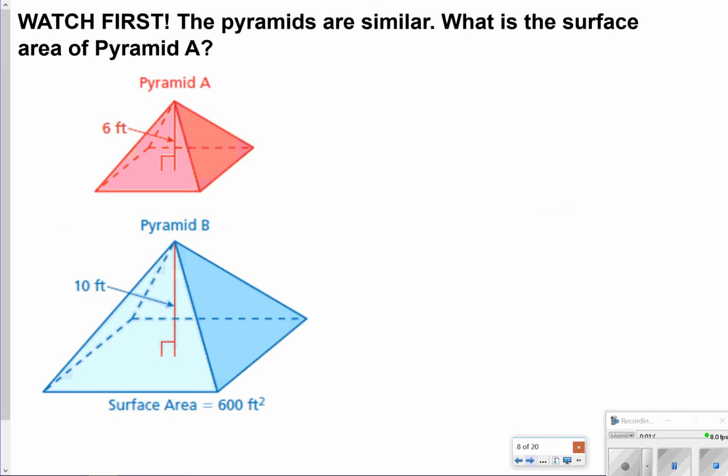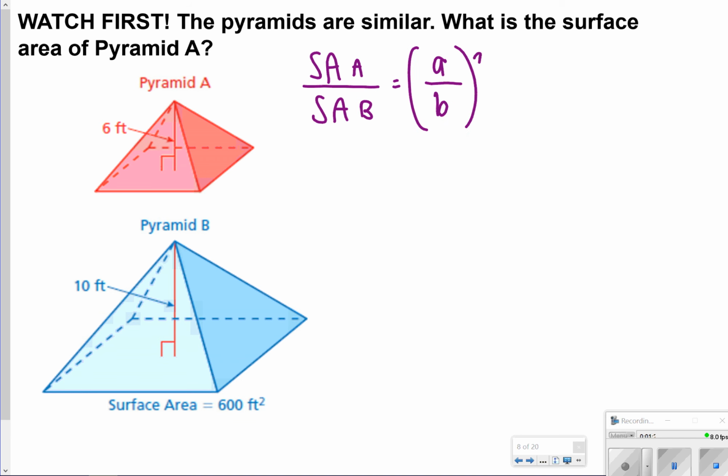So this first one I'm going to show you how it is done. It says the pyramids are similar. What's the surface area of pyramid A? We don't know pyramid A yet, but we do know pyramid B. Remember that's the surface area of A over the surface area of B is equal to side A over side B squared. Since we don't know the surface area of A, I'm going to write an X where A goes. But we do know the surface area of B, and that's 600, so I'm going to write that where surface area of B goes.